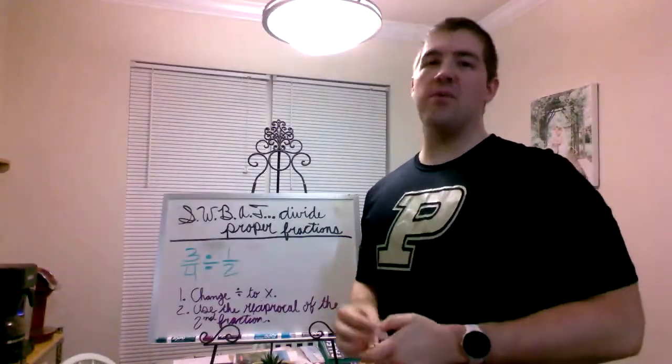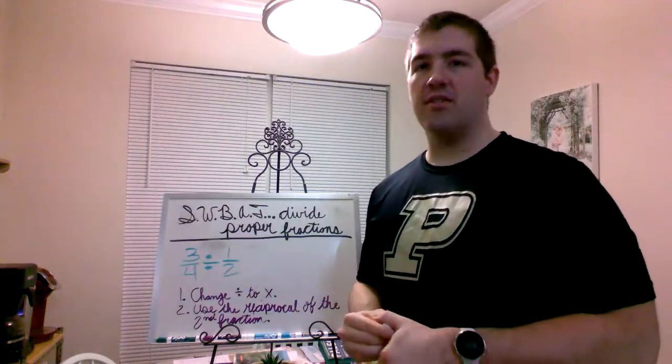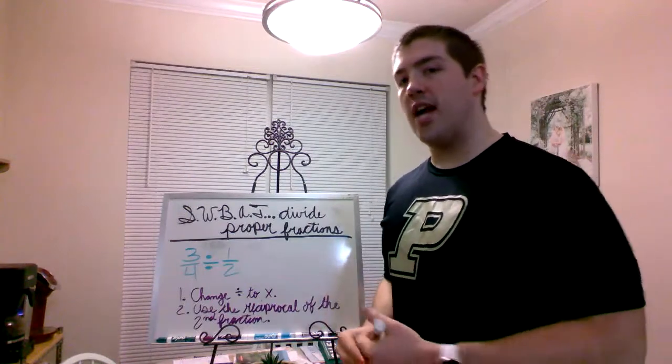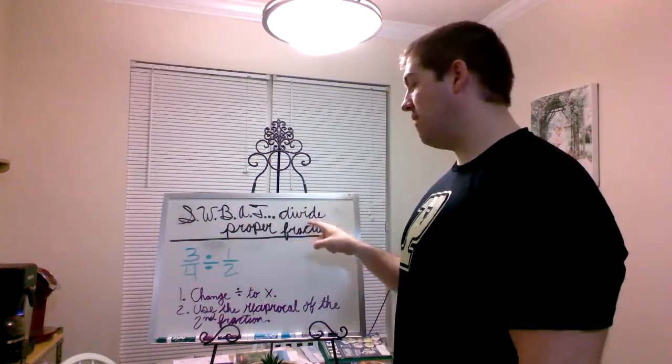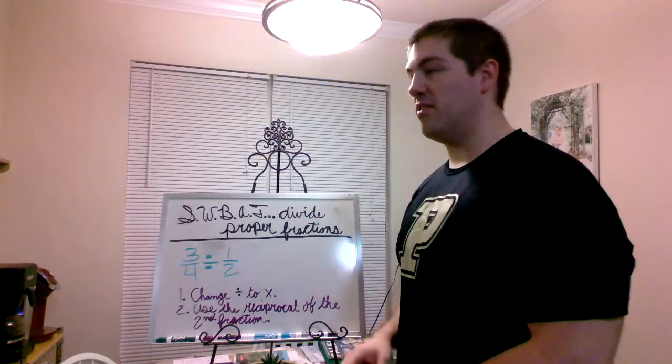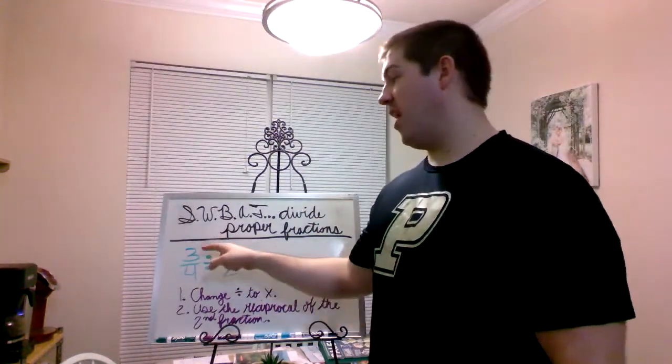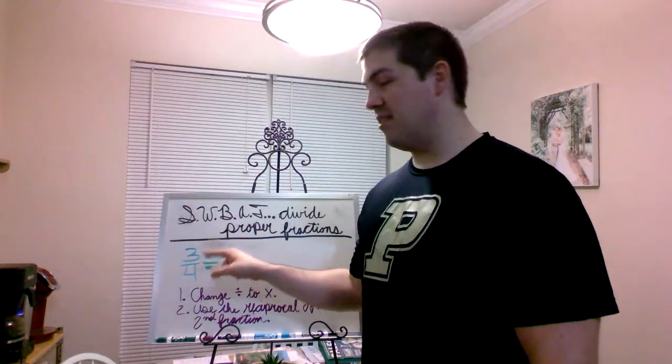All right, today we're going to move into division of fractions. We finished up multiplying mixed numbers. Now we're going to go into our new objective. Students will be able to divide proper fractions. A proper fraction to review is when you have a numerator that is less than the denominator.